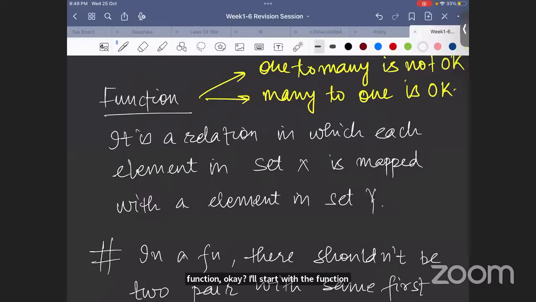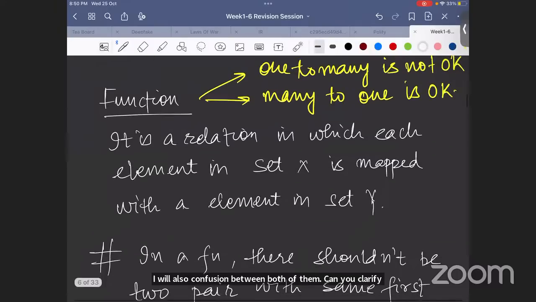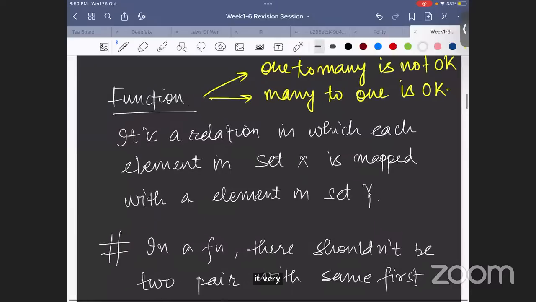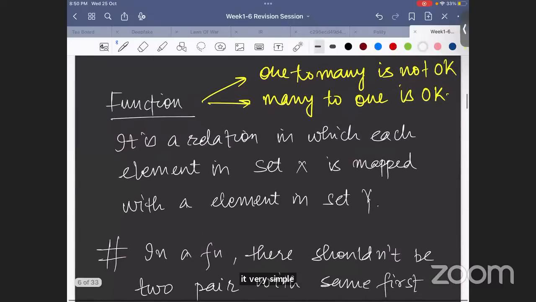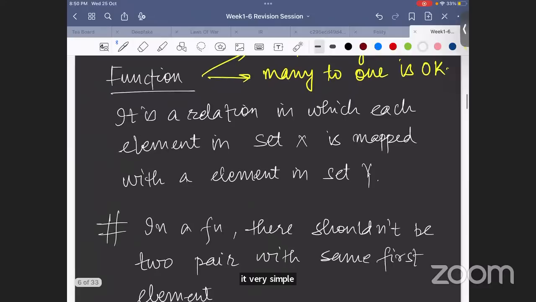Tell me what is an onto function first. Are you aware of that? What is an onto function? Domain and range... sir, codomain equals range. Sir, I have lots of confusion between both of them. Can you clarify it very simply? I'll start with the function first, and then I'll go ahead.